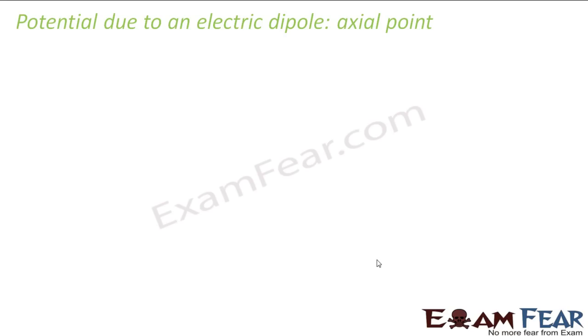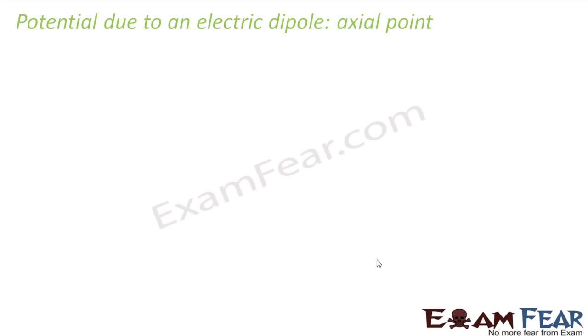So what was our observation when we talked about the electric field due to an electric dipole? We found that the electric field varies with x cube. However, in general, the electric field varies with 1 by x square, that is, it is inversely proportional to x square. But in case of an electric dipole, it varied with x cube. That was a speciality which we observed in our previous lesson.